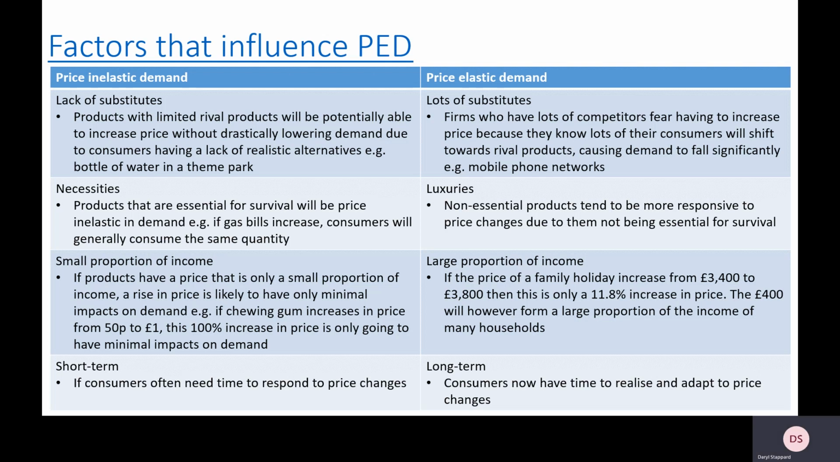So what this could mean is if there's a certain product that you want to buy, if they were to increase price, and there were no rival products to buy, then you might still be forced to buy this particular product. A good example I've put down here is a bottle of water in a theme park. Last summer, when I was in the Magic Kingdom in Florida with my family, it's 120 degrees of heat, really, really hot. You want a bottle of water.